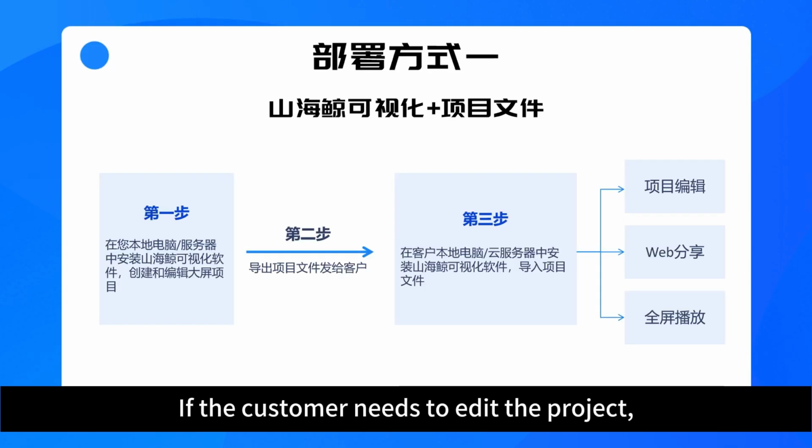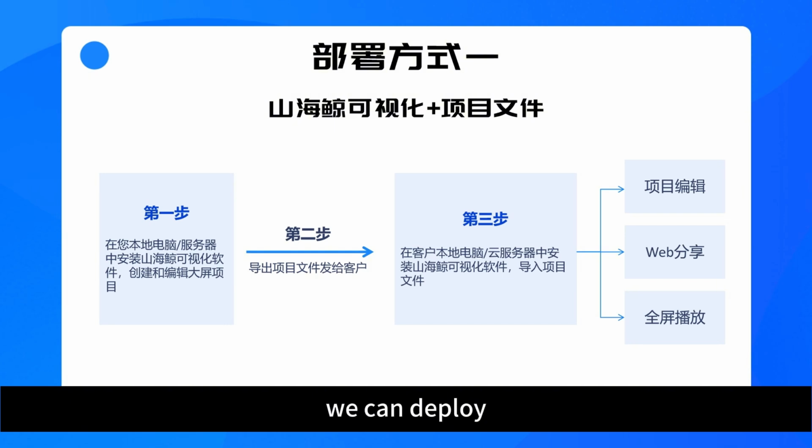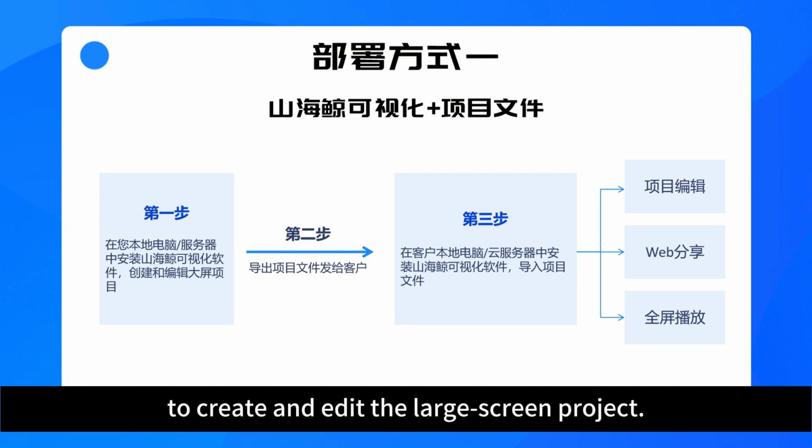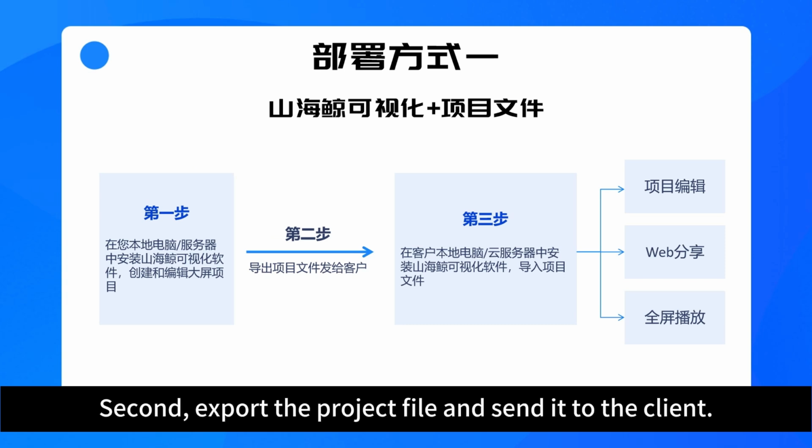If the customer needs to edit the project, we can deploy the Wings engine and project files. The deployment process is as follows. First, on your local computer or server, install the Wings engine to create and edit the large screen project. Second, export the project file and send it to the client.